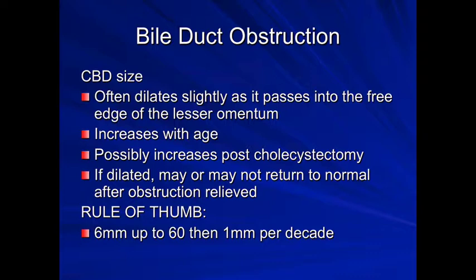So in general, what we use as a cutoff is generally 6 millimeters in patients up to the age of 60, and then 1 millimeter per decade after that. Often people will then add another 1 millimeter if the patient has had a cholecystectomy. If the patient's known to previously have had bile duct obstruction, then the best thing to do is to try and find some more recent imaging and see what the duct was at that time, and if it has dilated beyond that, then you can infer that there is new acute obstruction.